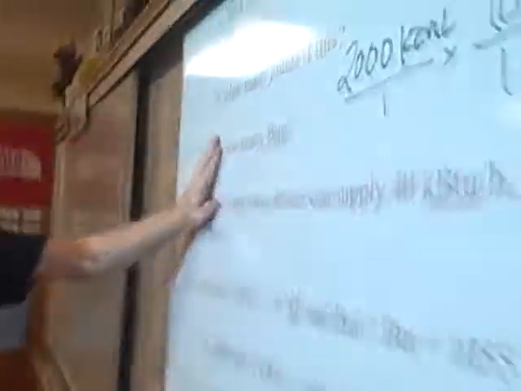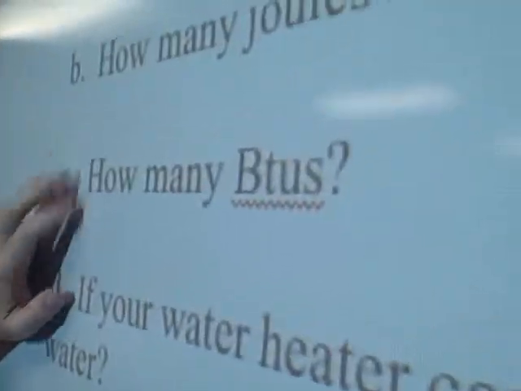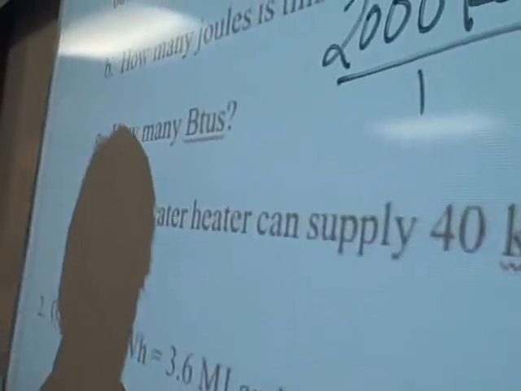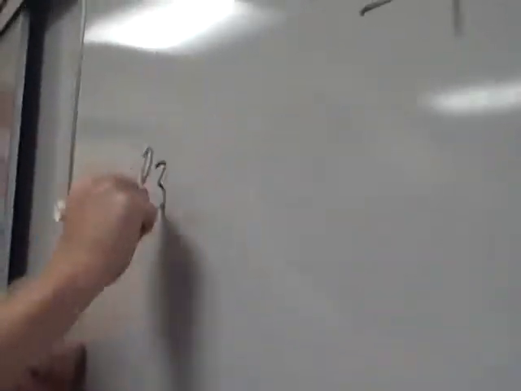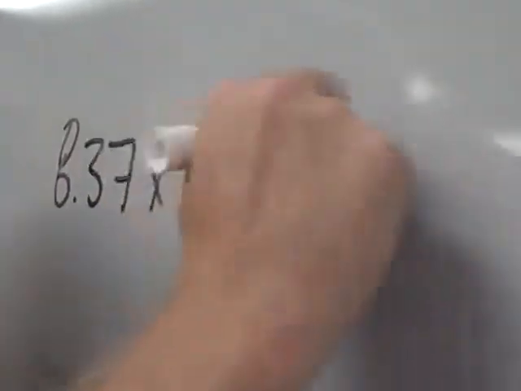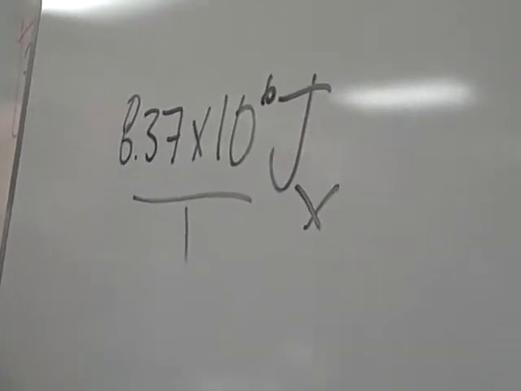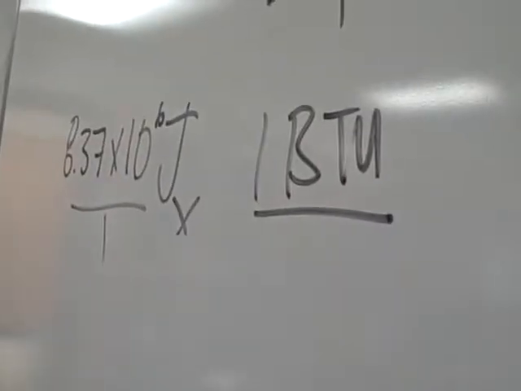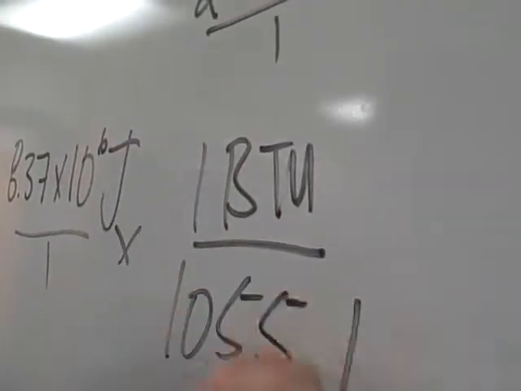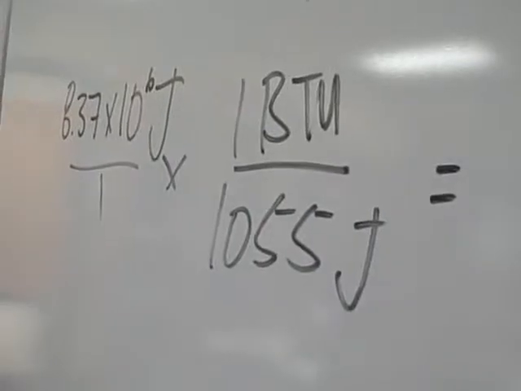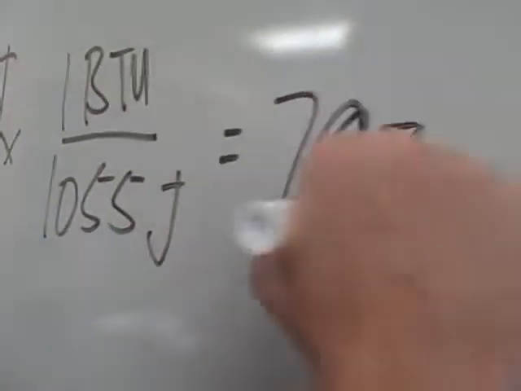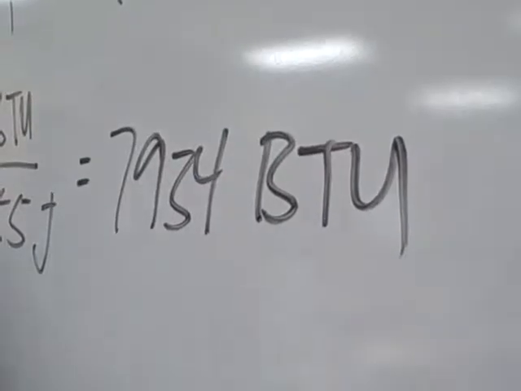Okay, so how many BTUs is that, right? How many BTUs is that? Let me mute this on my smart board. So I got 8.37 times 10 to the 6 joules over 1, and I know that 1 BTU is equal to 1,055 joules. And that gives me 7,934 BTUs. Okay, all right?